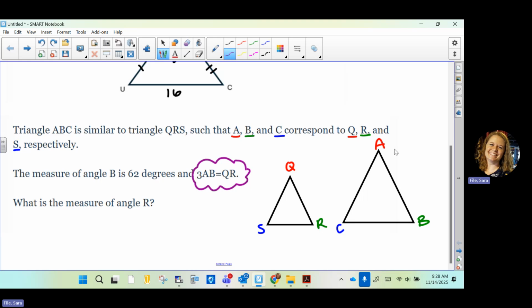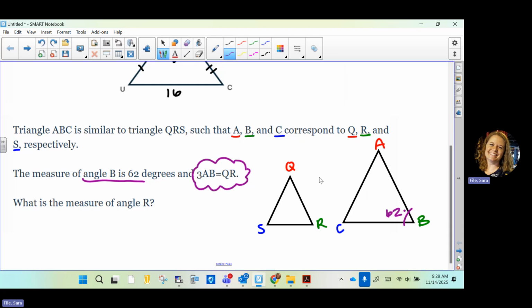A lot of y'all got that angle B is 62. Okay, so you can come in here and you can label angle B as 62. But the other piece of information was that 3AB equals QR. That literally means, I don't know why the 3 is like slightly down. Maybe that's what part of the confusion was. I don't know why it did that. But that just means 3 times AB equals QR.